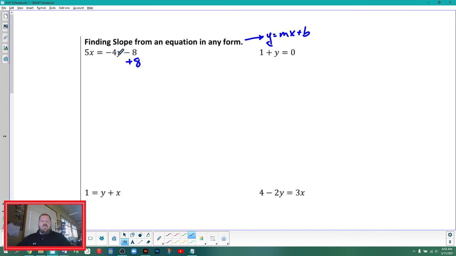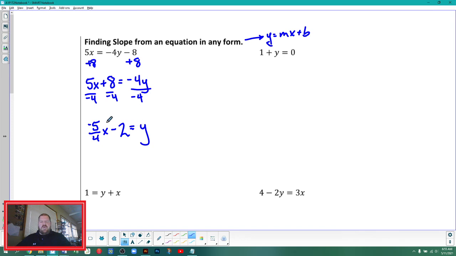For this one, I'm going to try to get y by itself. I'm going to add 8 to both sides. And so I get 5x plus 8 is equal to negative 4y. From there, I'll divide everything by the number multiplied by y. And this looks a little bit odd. I'm going to say negative 5 over 4x. Oops, that's going to be a minus. 8 divided by negative 4. Yeah, 8 divided by negative 4 is negative 2. And then y is by itself.